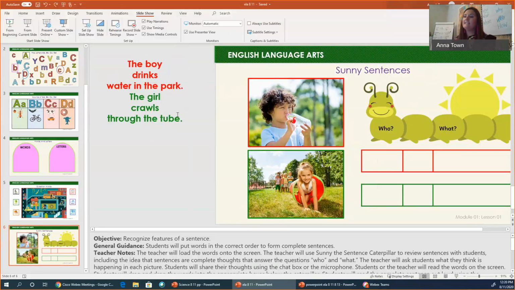Okay, last sentence. The girl crawls through the tube. Does this sentence answer the questions who and what? Close your eyes and think. The girl crawls through the tube. Show me, is it a complete sentence or an incomplete sentence?